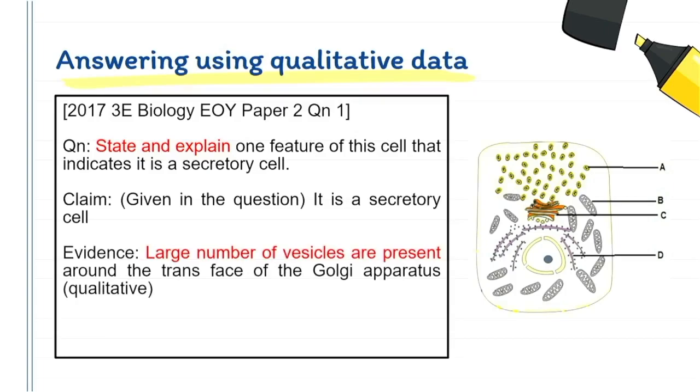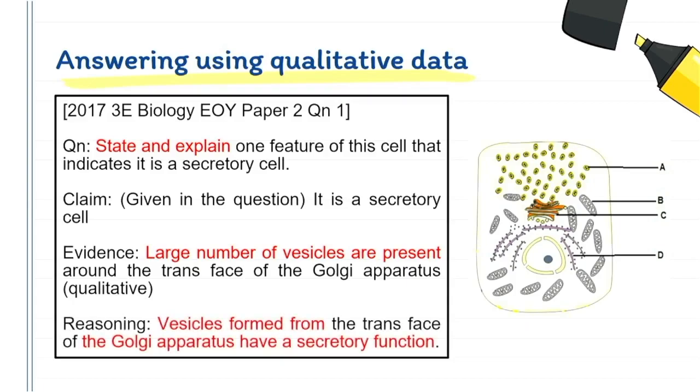Now, using the picture provided, we are able to get evidence that there are a large number of vesicles present around the trans face of the Golgi apparatus. The reasoning behind this is that the vesicles formed from the trans face of the Golgi apparatus have a secretory function.